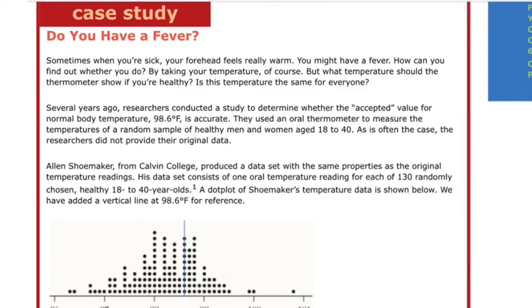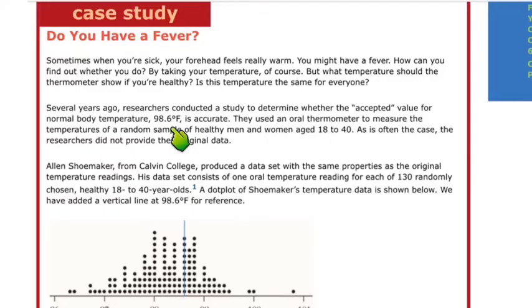All right, so I've got the ebook pulled up here. The case study itself says, sometimes when you're sick, your forehead feels really warm. You might have a fever. How can you find out whether you do? By taking your temperature, of course. But what temperature should the thermometer show if you're healthy? Is this temperature the same for everyone?